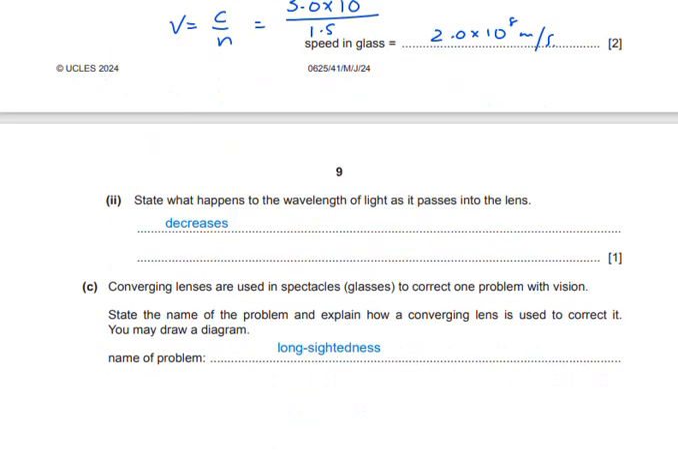State what happened to the wavelength of light as it passes into the lens. As the speed was decreasing, it means that the wavelength is also decreasing. So the wavelength is decreasing.